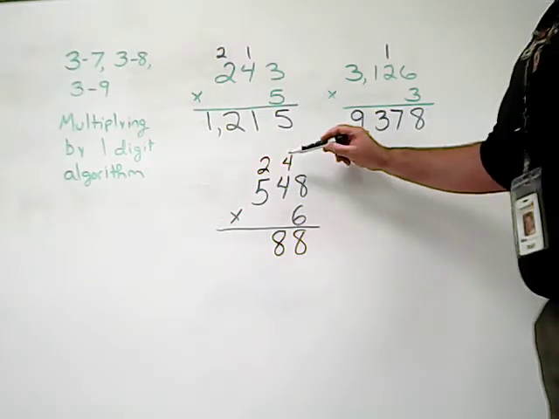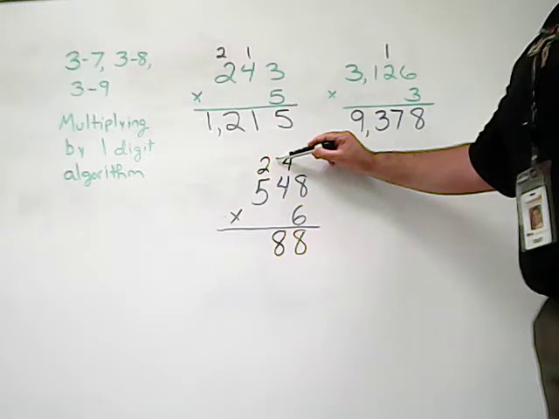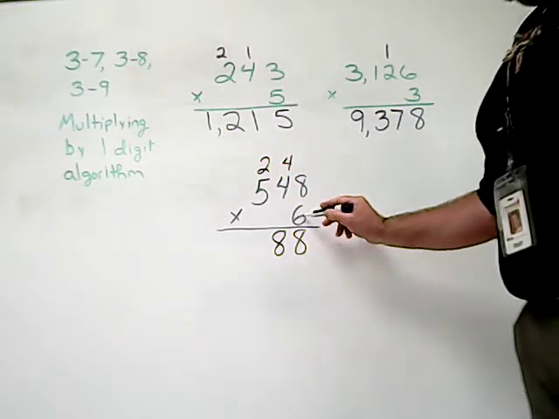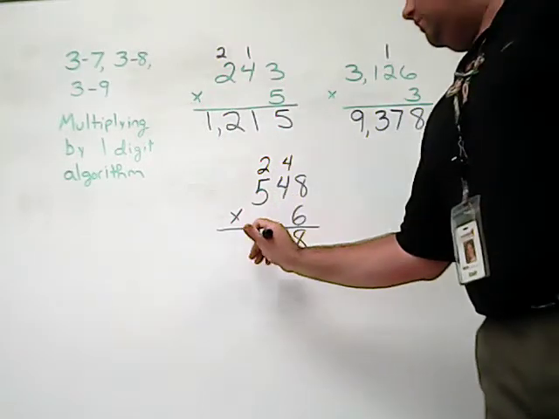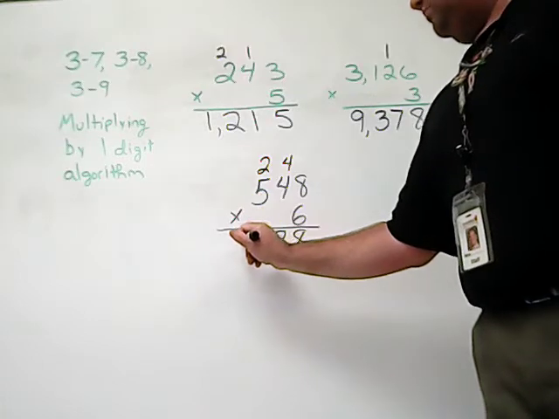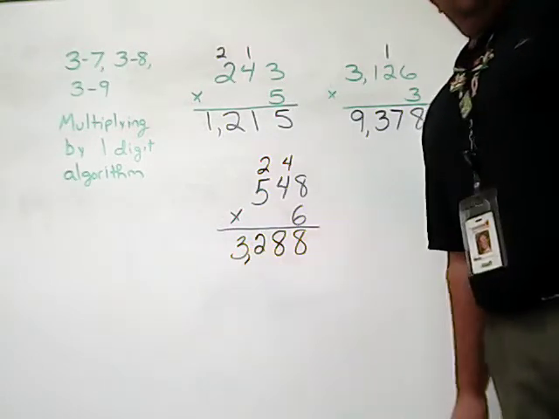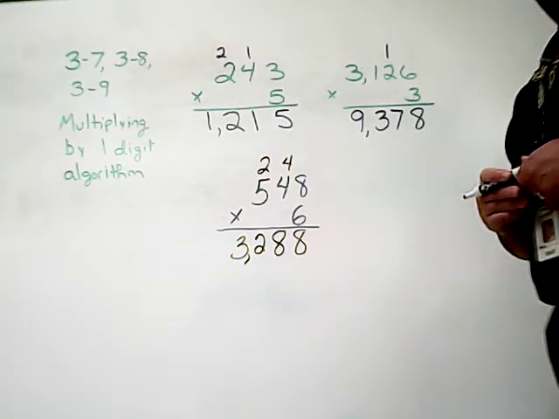Now friends, make sure you write this nice and big. You don't want to do all of this difficult multiplication and forget to add these numbers up top. Finally, 6 times 5 is 30. 30 plus 2, and since I have nothing else to multiply, I can write the whole thing, is 32. And that gives me a final product of 3,288.